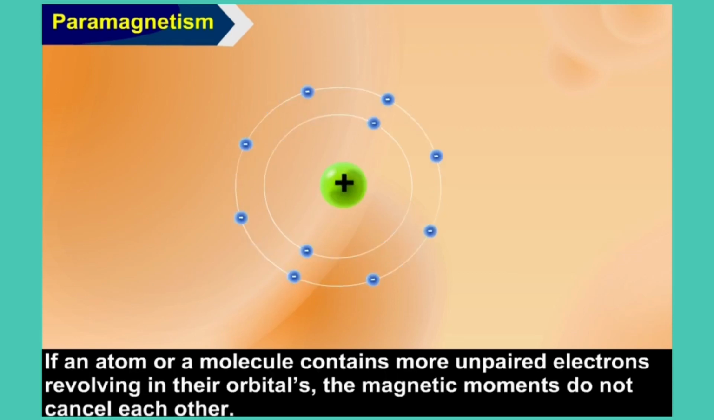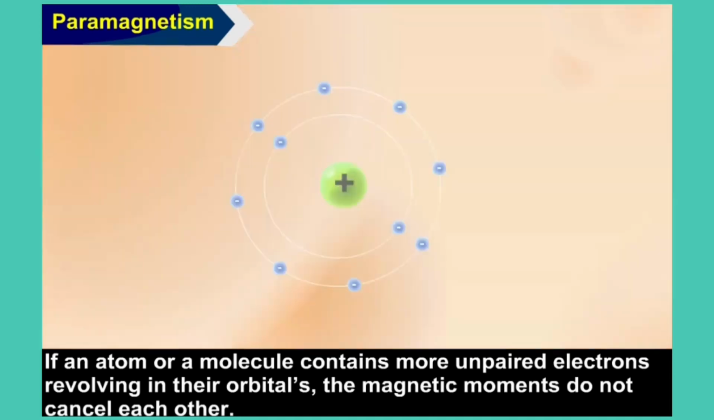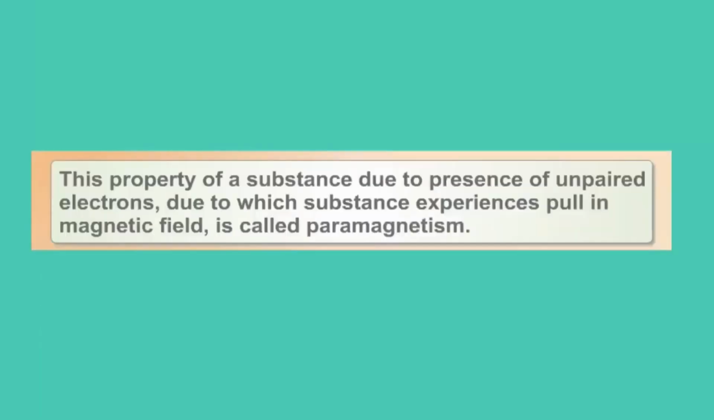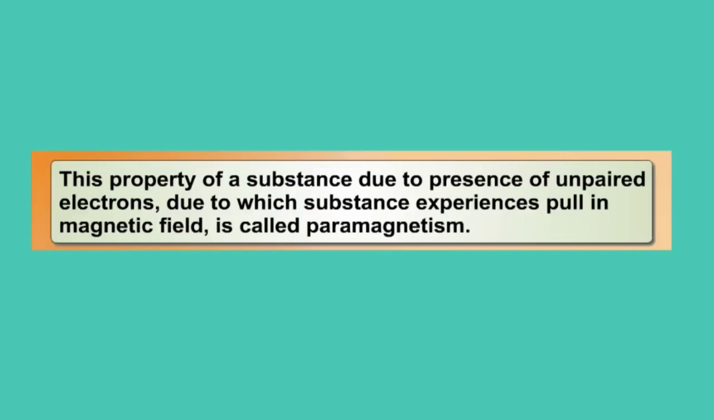Paramagnetism. If an atom or a molecule contains more unpaired electrons revolving in their orbitals, the magnetic moments do not cancel each other. There is a net magnetic moment associated with the species, and the species experience net force of attraction when placed in magnetic field. This property of a substance due to the presence of unpaired electrons, due to which the substance experiences pull in magnetic field, is called paramagnetism.